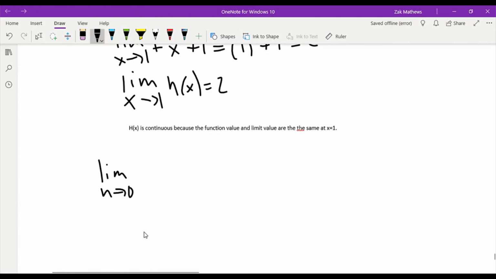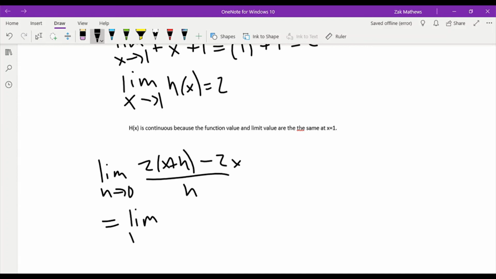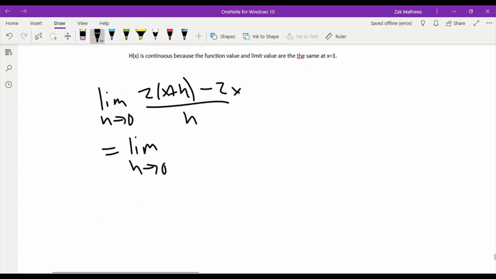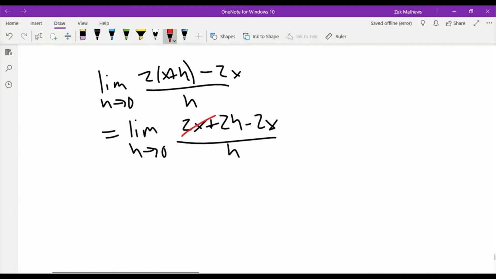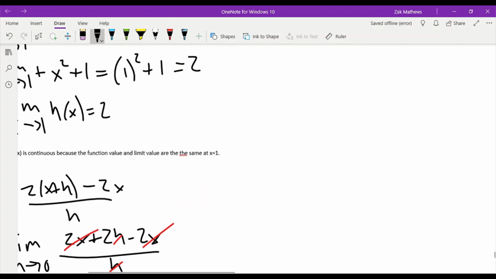So we have 2 times x plus h minus 2x over h. I need to distribute that 2 first. So we'd have the limit as h goes to 0 of 2x plus 2h minus 2x over h. We can cancel out those 2x's first, then we can cancel out the h's. And as that h goes to 0, it doesn't matter because there's not an h left in the problem. The answer is 2.